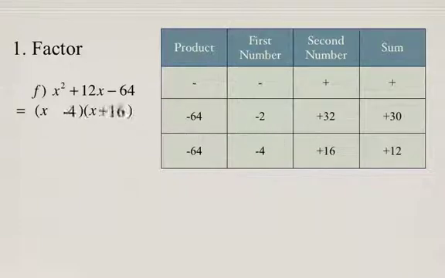And so when we bring those into the brackets, we now have our binomials. So the factored form of our trinomial is x minus 4 times x plus 16, and again, check using FOIL.